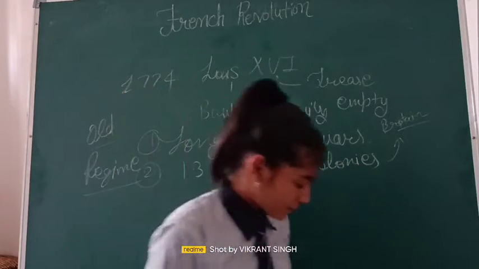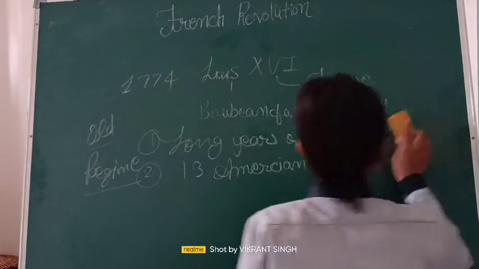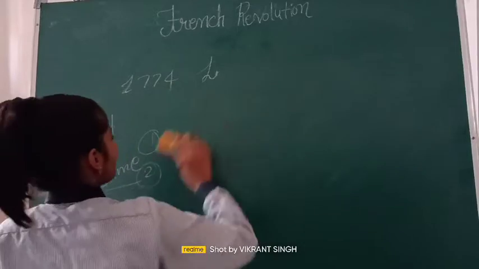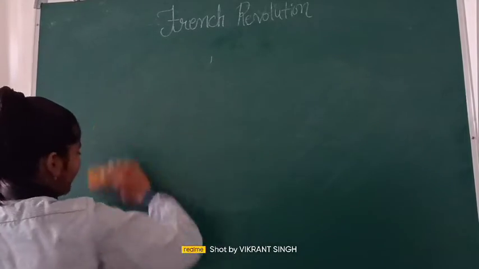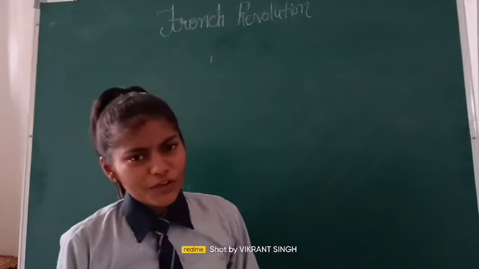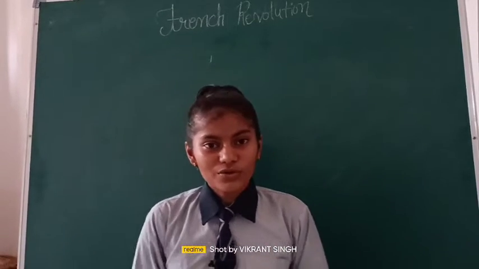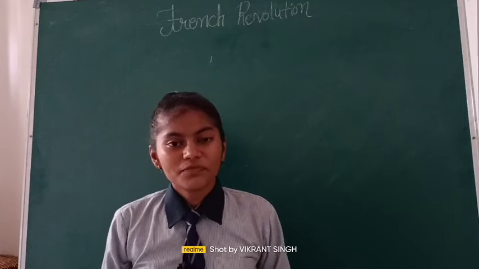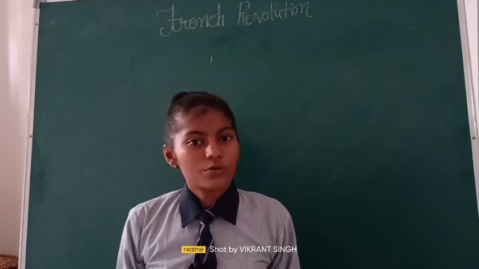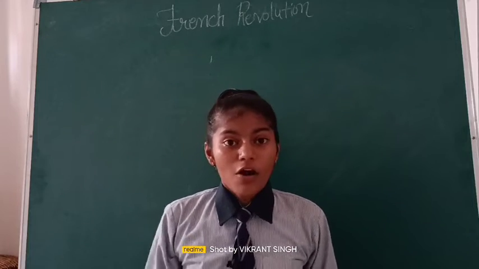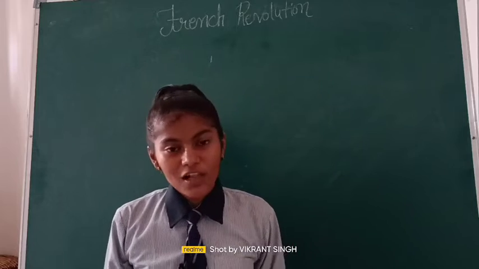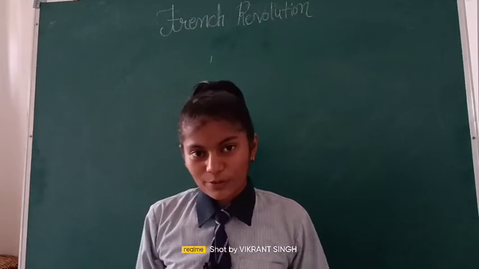Let's move further. Now let's talk about the structure of France in that time and how the rebellion popped up in the minds of the people, and why there was a need for democracy. We know that monarchy is not in favor of the people, and dictatorship is also not. The best form of government is democracy. It means of the people, by the people, and for the people.